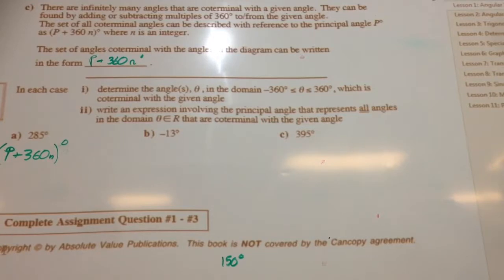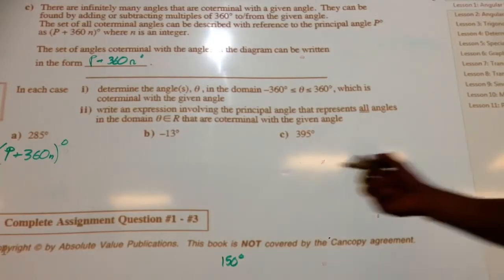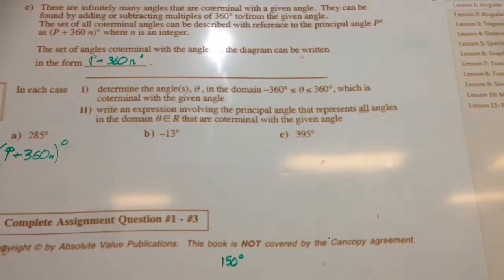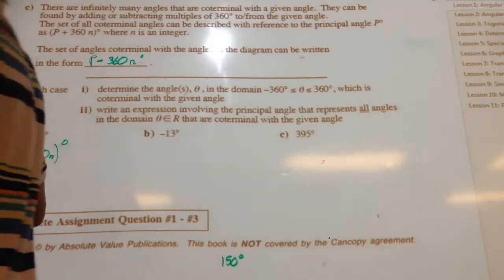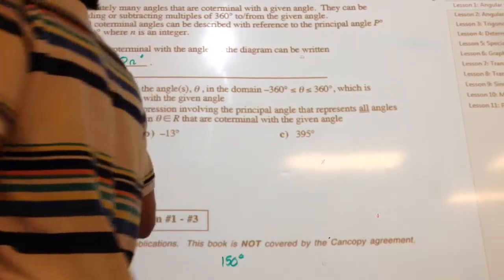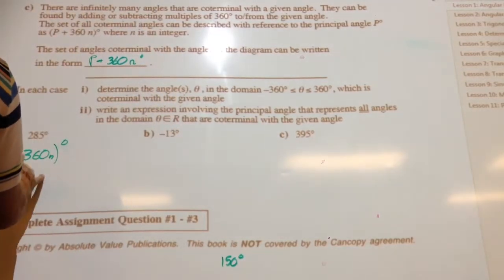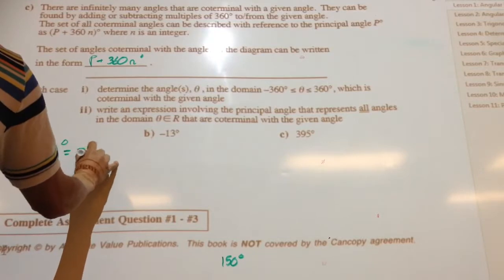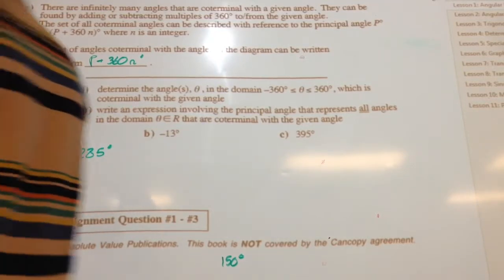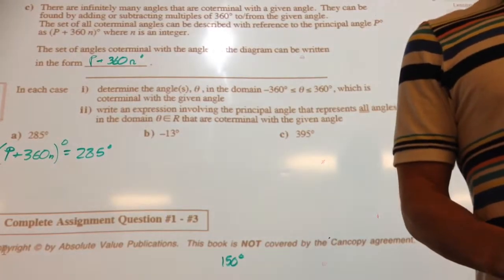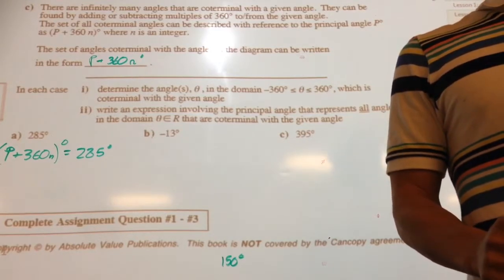So if we think about where 285 degrees is, which direction would we be going to get to 285 degrees? Counterclockwise, right? So with 285 degrees, we would be starting at 0 and going in this direction, and it would land in quadrant 4, right? So if we solve for P here, we have to subtract 360.